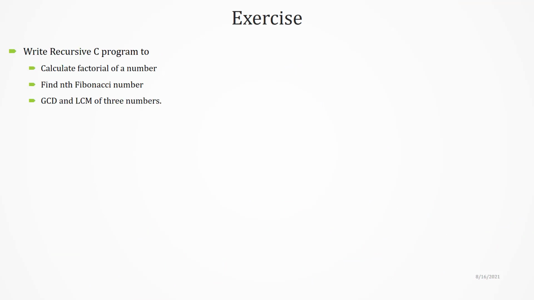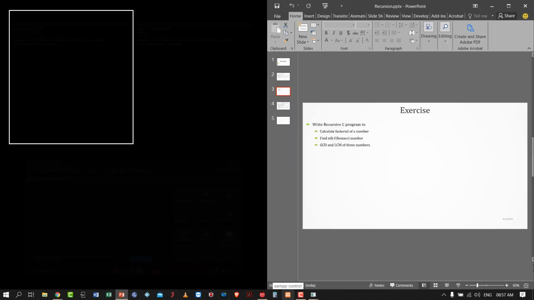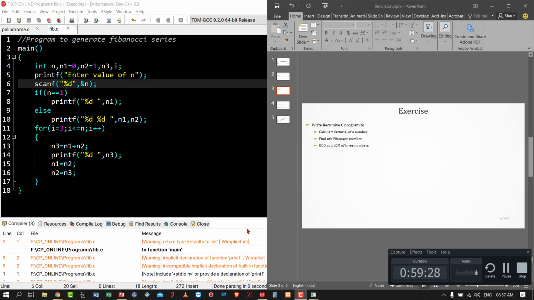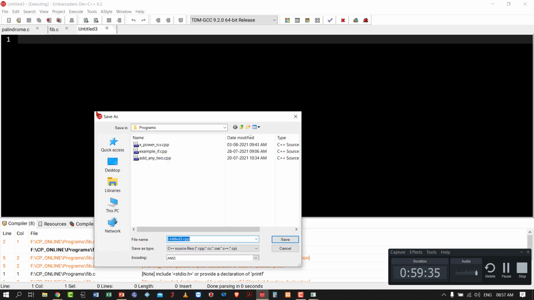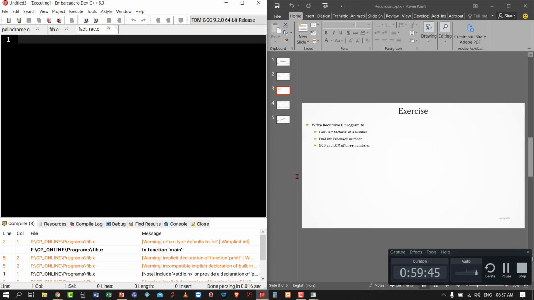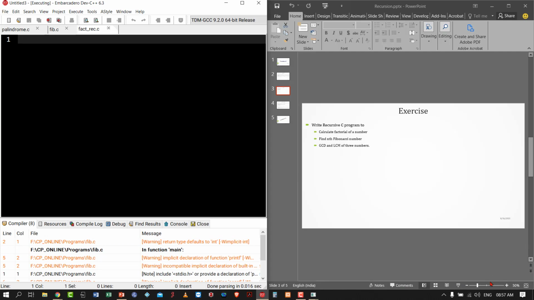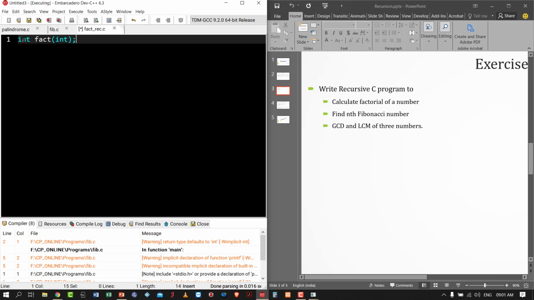So I am moving to example programs. Three simple examples we will do. Fact rec.c, because I am doing factorial using recursion. So this is the function declaration. The name of the function is fact. The return type is integer. That means the output is also an integer, and the value we are passing, or the input to the factorial, is also an integer.